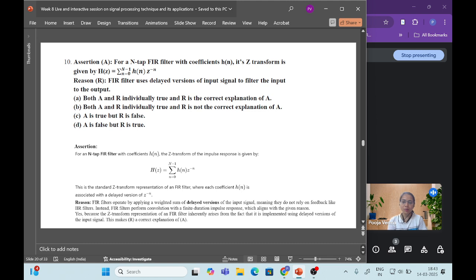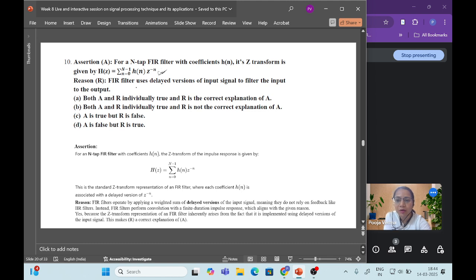Okay, so option A is both A and R individually true, and R is the correct explanation of A, and option B is both A and R individually true, R is not the correct explanation of A. Option C is A is true, but R is false. Option D, A is false, but R is true. So which option will be the correct one? Here it is given for an N-type FIR filter with coefficient h of n, its Z transform is given. Already we have seen. So that means A is correct. So the assertion A is correct.